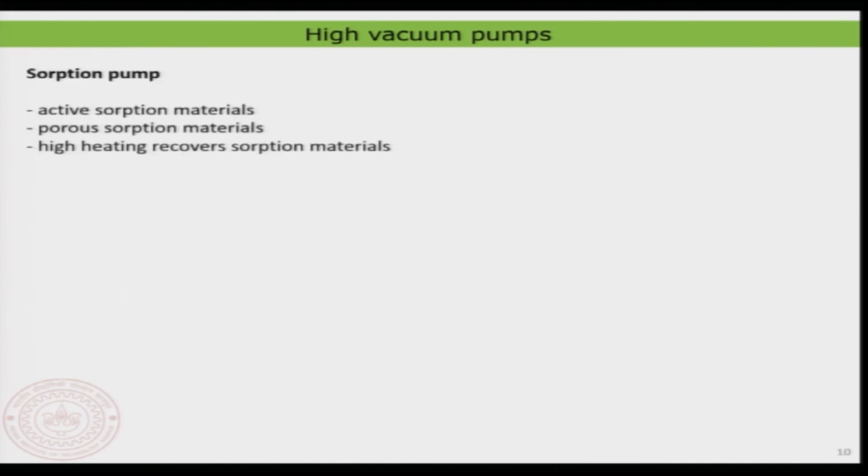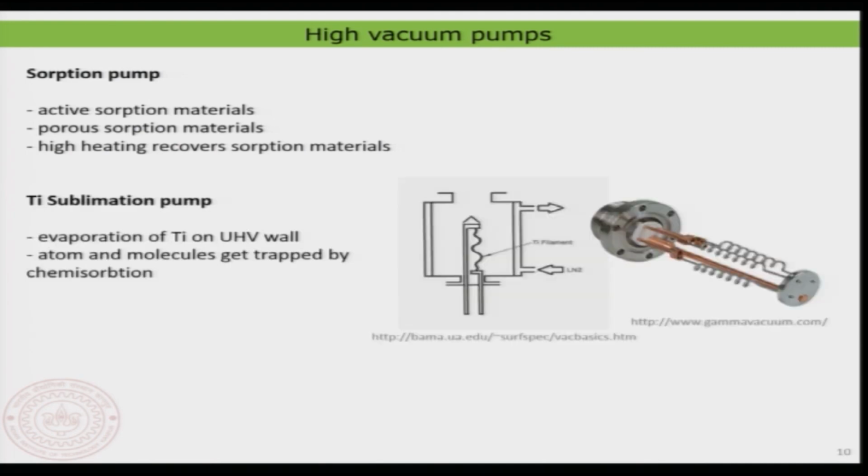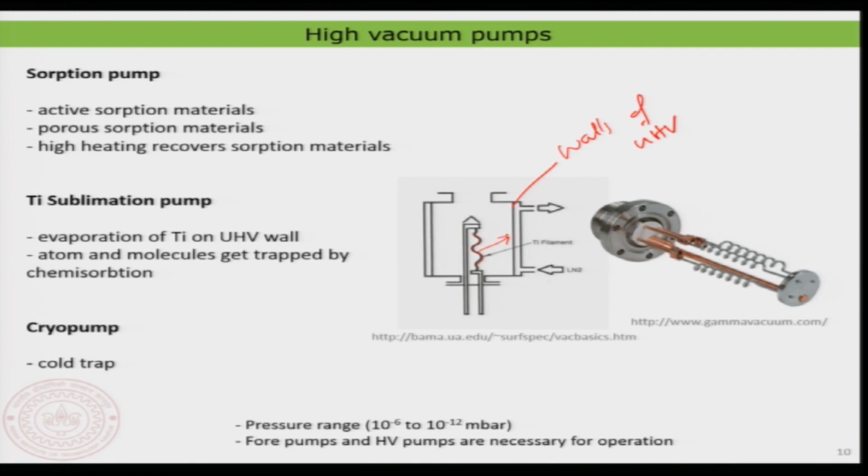Then you can use different types of pumping. You can use sorption materials, like porous materials which can trap molecules, or you can use something called a titanium sublimation pump, where again you use chemical reactions. This is a titanium filament, and you evaporate this titanium filament onto the UHV chamber walls. Once you get a fresh layer of titanium, the gas molecules flowing inside the chamber stick to it. That is how you let them react. Or you can even use cold fingers, where molecules get trapped due to the temperature difference. These pumps can all be used at very low vacuum.